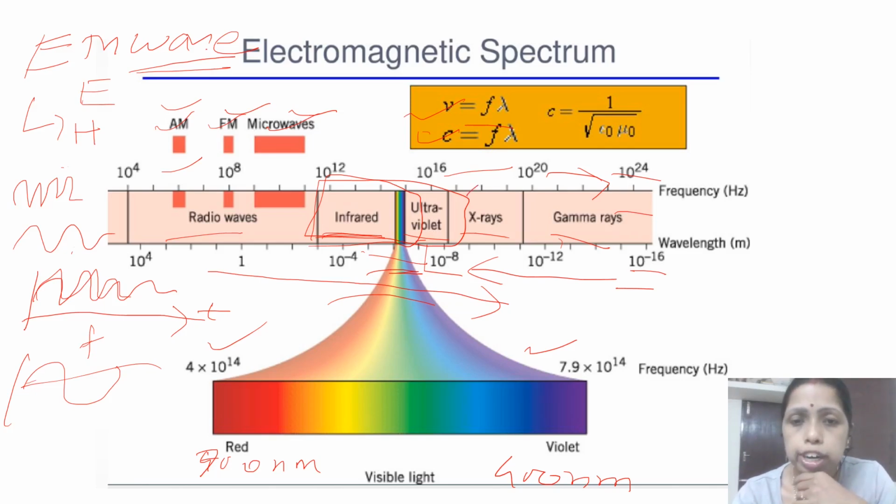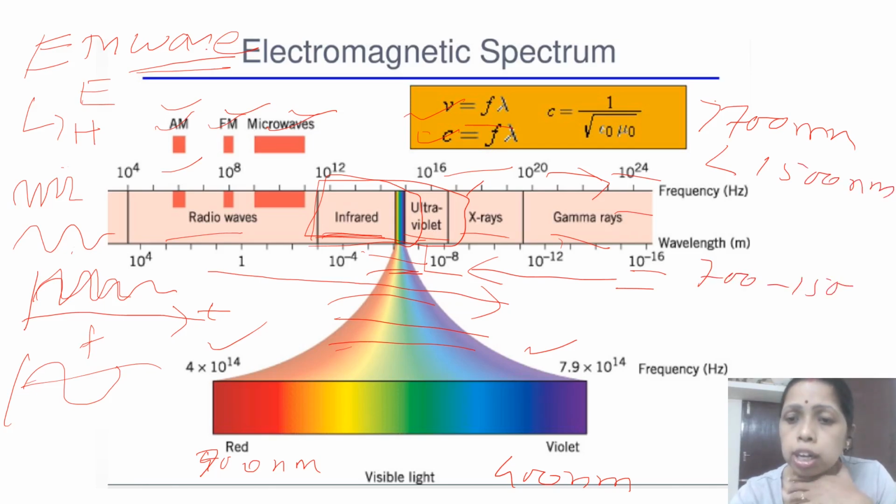This one is for detecting the bones of the body, and this is for detecting any kind of virus. Gamma rays are used for different purposes. For the optical signal, the wavelength varies from 400 to 700 nanometer for visible. Infrared wavelengths are above 700 nanometer, normally less than 1500 nanometer.